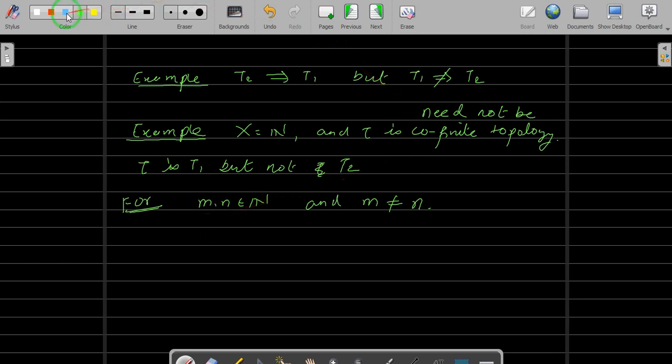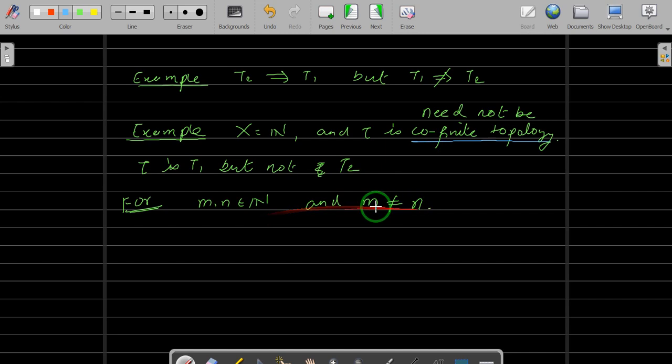And again, remember, what are the open sets here? It's a cofinite topology. So a set U is open in tau, provided its complement is finite. So can you have a finite set of X which is open? That means, what are the open sets in the cofinite topology? You can ask a question: what are the closed sets in a cofinite topology? If you have a topological space, what is the closure of a set? What is the interior of a given set? All those questions you can answer for this cofinite topology.